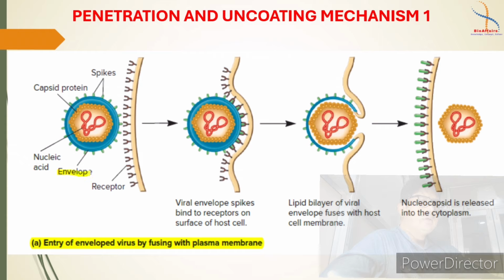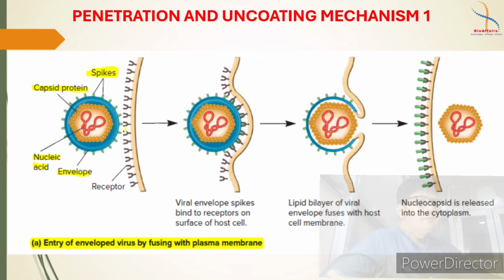So the first structure, the outer structure, is the envelope. Then there is a capsid structure. And the spikes are present in the envelope, remember. And after that, the third layer is the nucleic acid. First layer is the envelope, second layer is the capsid, third layer is the nucleic acid. And these spikes are nothing but the proteins present in the envelope.